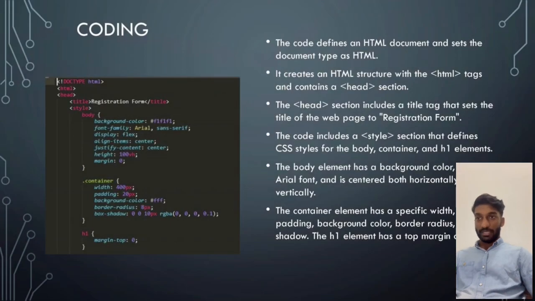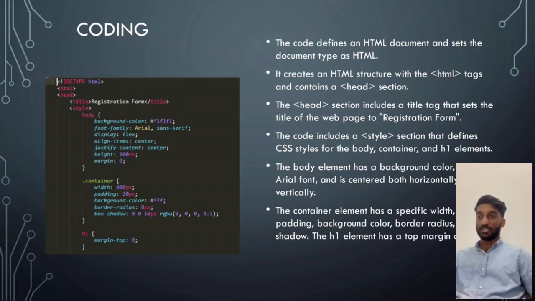Okay, let's talk about the coding. As usual, we start our coding with HTML and head. So our title here is registration form. At first, we applied our CSS. So starting from body, the background color is white, the font is Arial and sans serif. Next, followed by display, align item, justify content, height and margin. So the height is 100 and our align item is in the center.